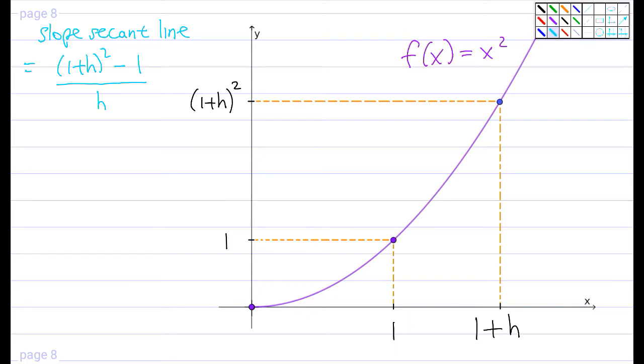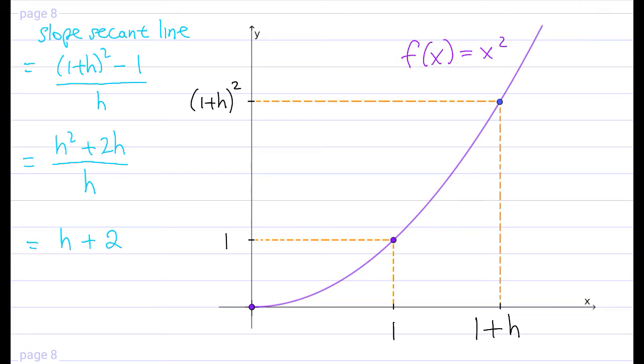Let's simplify that a little bit. If I FOIL this out, I get h squared plus 2h plus 1, subtract 1, that 1 is going to disappear. Okay, one more simplification. I'm just going to divide top and bottom by h, and I get h plus 2. Okay, that is the slope of the secant line between here and here.